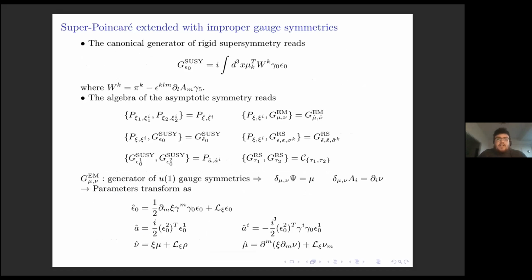So the canonical generator for rigid supersymmetry is going to take this form, and one can compute the canonical realization of the algebra. That is going to be super Poincaré extended with these new improper gauge symmetries, these infinite-dimensional fermionic gauge symmetries. Here, G_m, in electromagnetism, is the generator of U(1) gauge symmetries, generating these gauge transformations, and these are the transformation laws for the parameters.